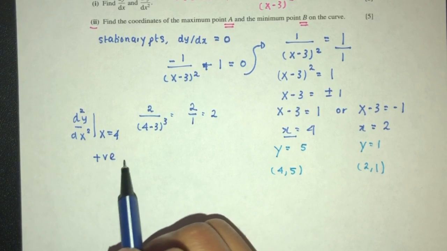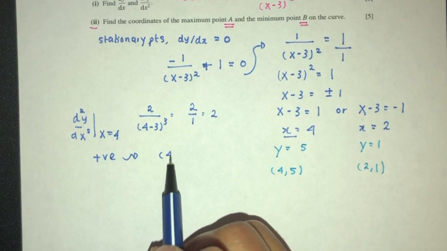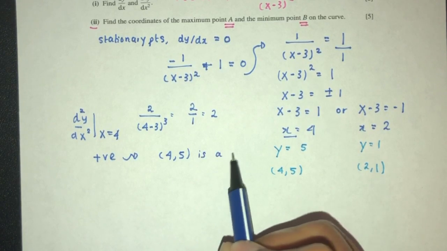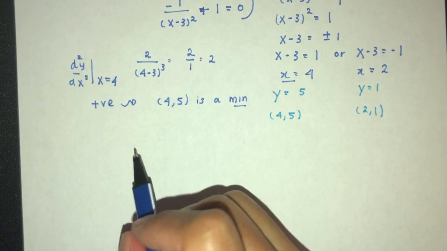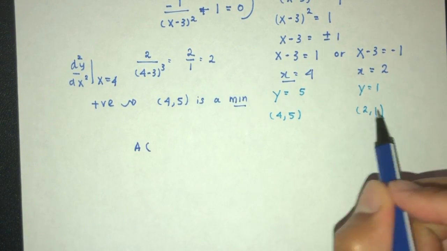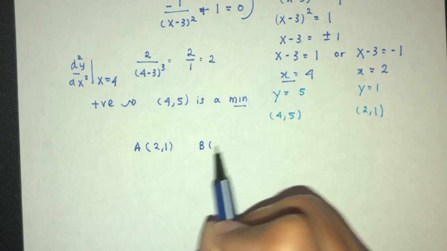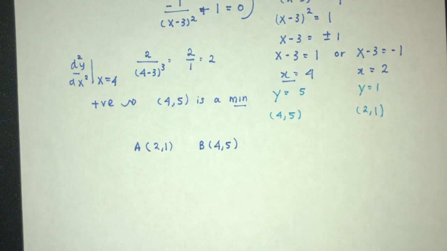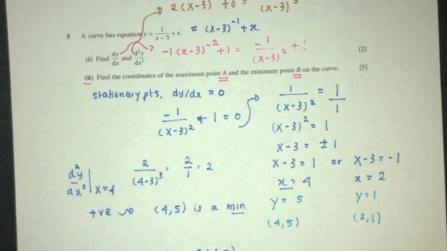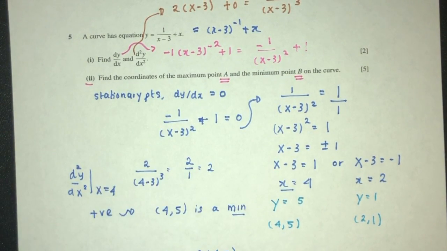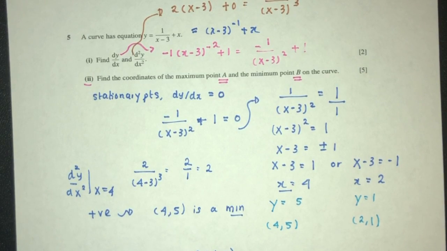Now since it is positive, it means that the point (4, 5) is a minimum point. So A is a maximum point, which will be this one, (2, 1), and B will be the minimum point. So the idea is pretty simple. Once you know one of them is a minimum point, the other one will obviously be the maximum point. That's how we do this. Again, you cannot have two minimum points in this kind of curve. So that will be your question, part 2, for finding the stationary points and then finding their nature to know which one is which.